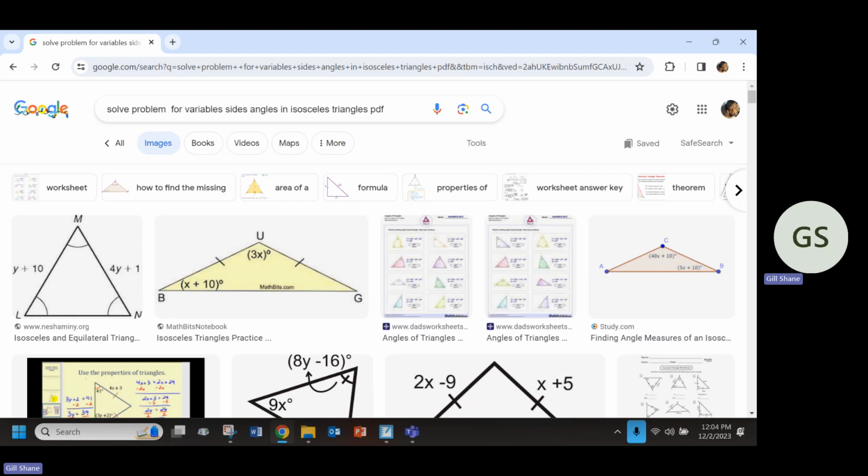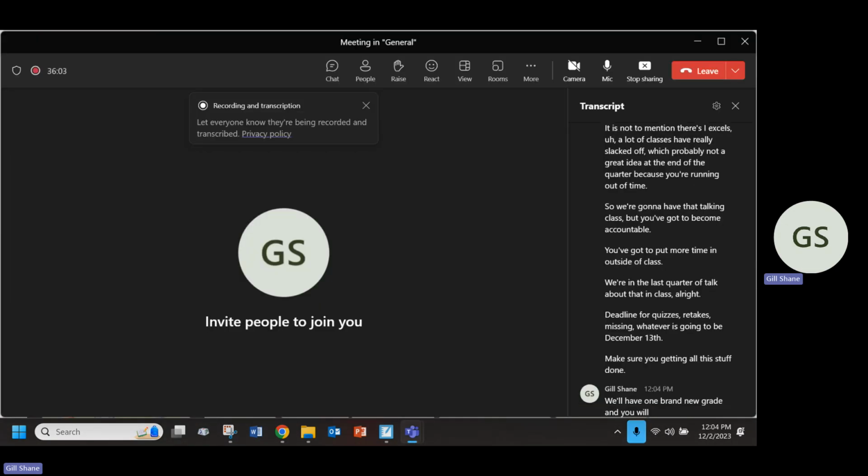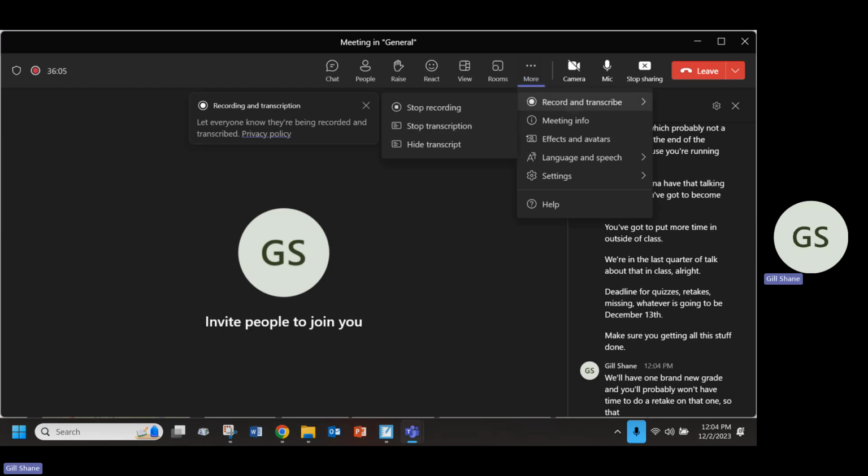Deadline for quizzes, retakes, missing, whatever, is going to be December 13th. So make sure you're getting all this stuff done. We'll have one brand new grade, and you probably won't have time to do a retake on that one. So that one you better make sure you're prepared for.